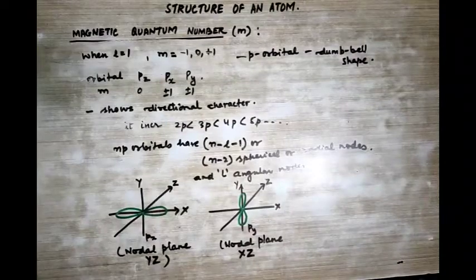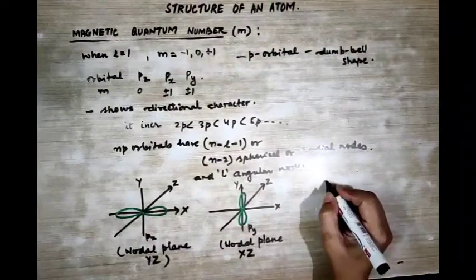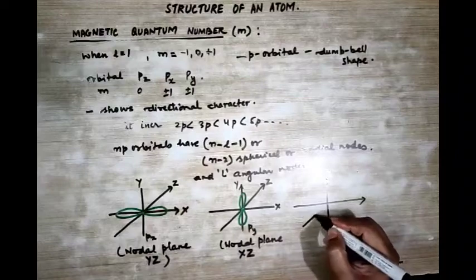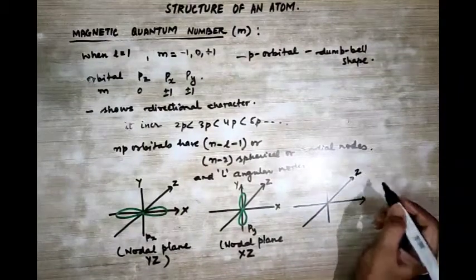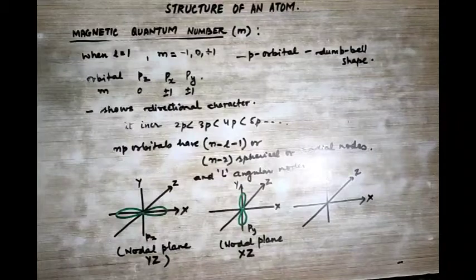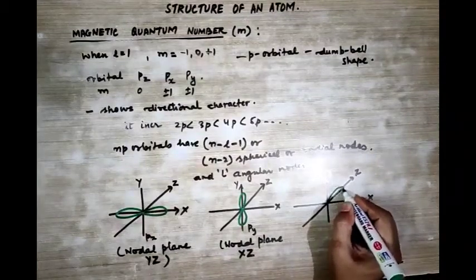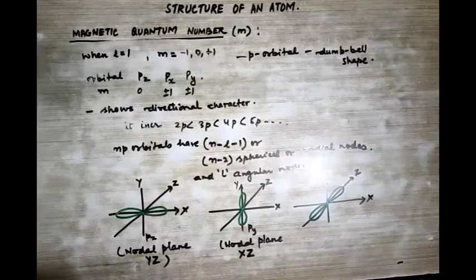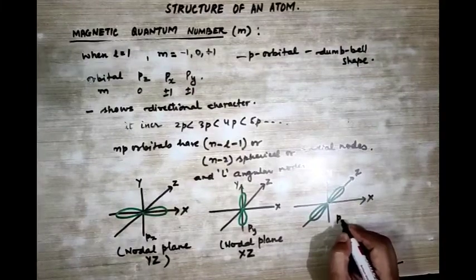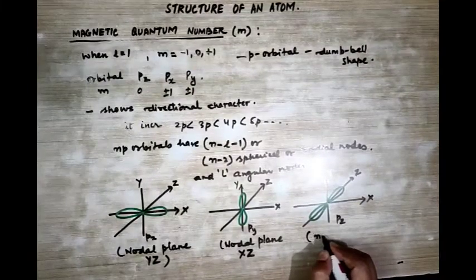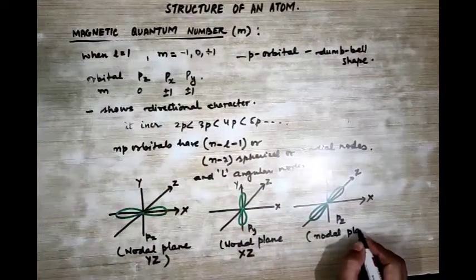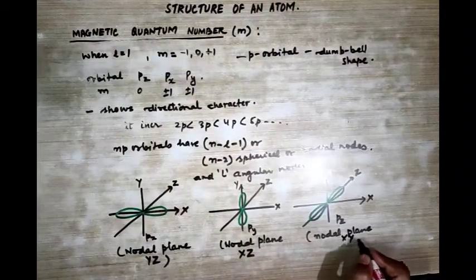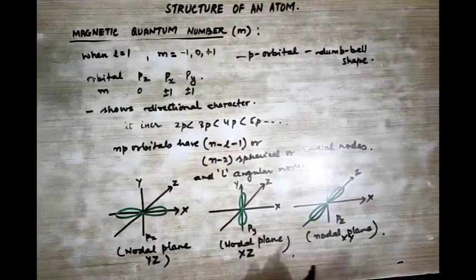And the third one, this is y, this is x, this is z. Okay, so since it is on the z axis, it will be pz, and the nodal plane is xy. I hope this is very clear to you.